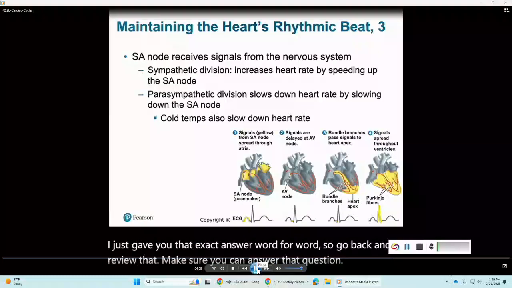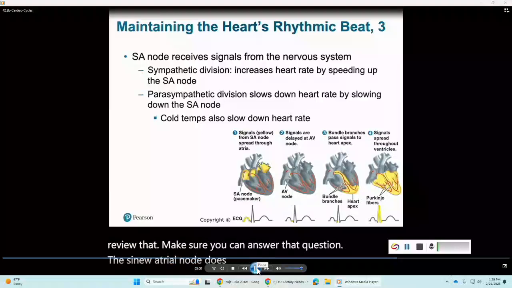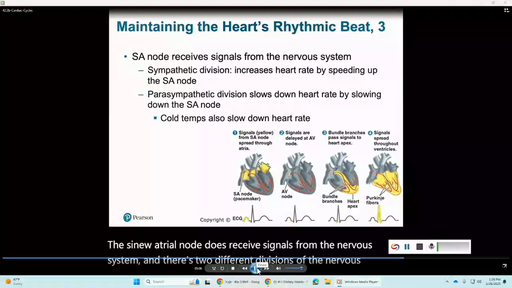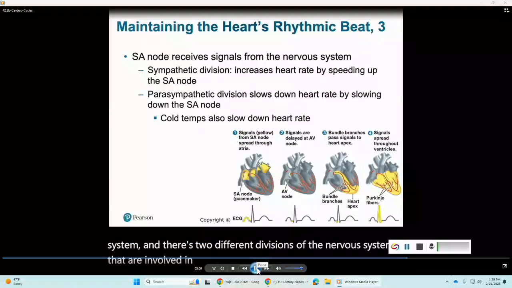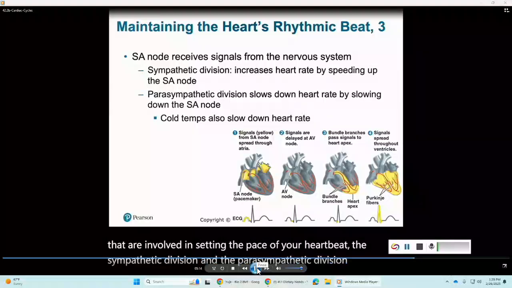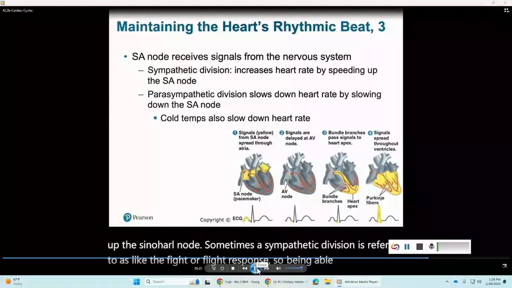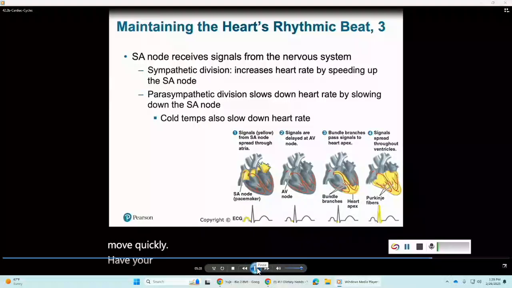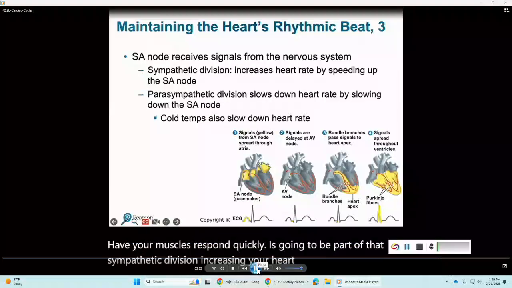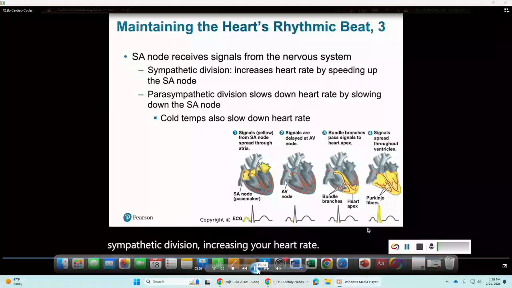that question. The sinoatrial node does receive signals from the nervous system, and there are two different divisions of the nervous system that are involved in setting the pace of your heartbeat: the sympathetic division and the parasympathetic division. The sympathetic division is going to increase heart rate by speeding up the sinoatrial node. Sometimes the sympathetic division is referred to as the fight or flight response, and it helps you move quickly. It has your muscles respond quickly. It's going to be part of that sympathetic division, increasing your heart rate.